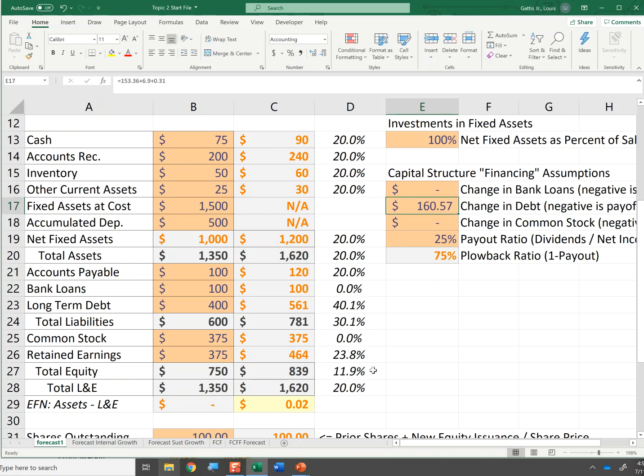Oh, now I'm off by 2 cents because the 31 cents is going to generate interest. So I'm going to add the 2 cents. So it looks like 160.59 is the change in debt to get the balance sheet to balance.